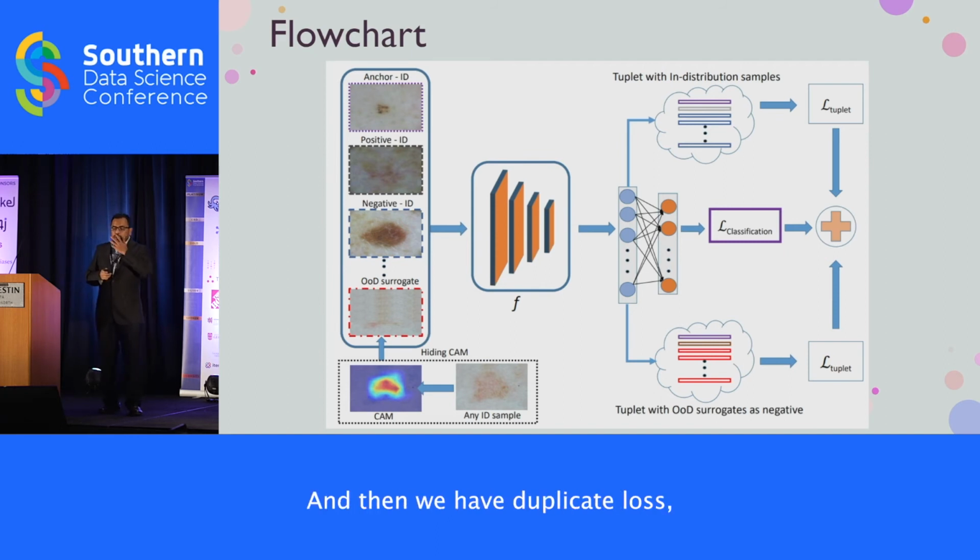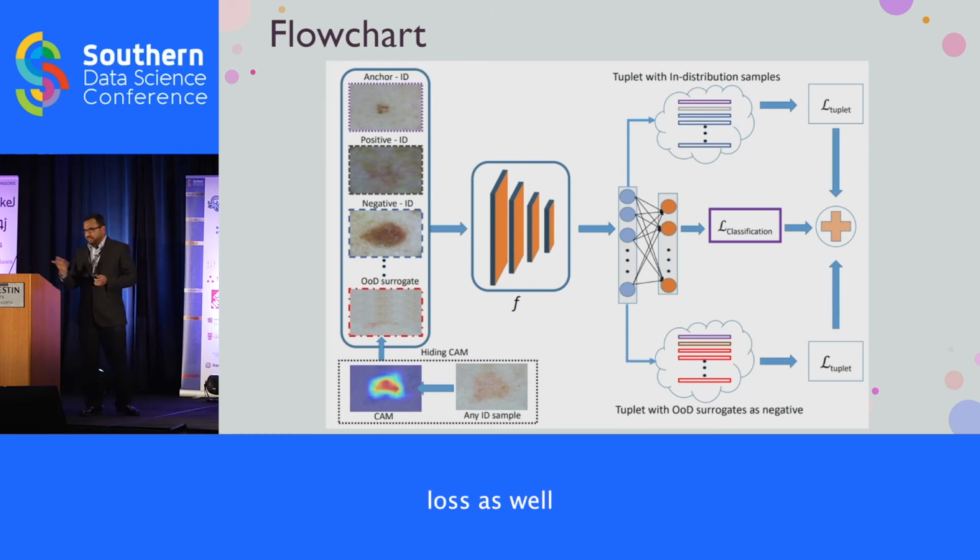And then we have tuplet loss, which I'm going to explain. That is based on anchor-positive examples, all the negative examples, and out-of-distribution examples. And then finally, we need to have a classification loss as well, because we need to actually find these classes, and that's our goal as well.